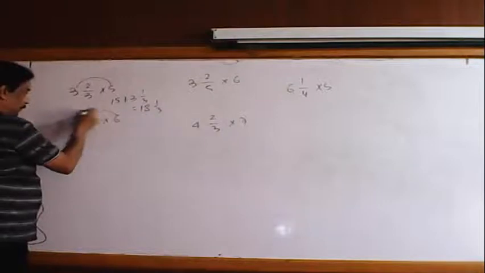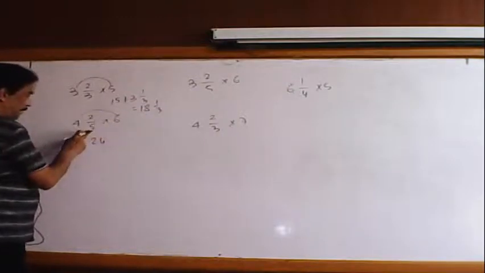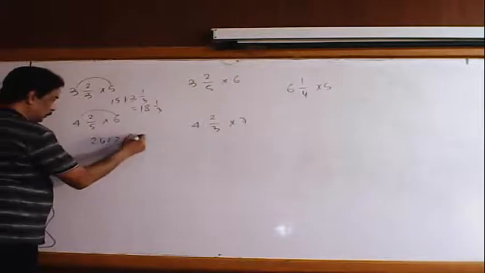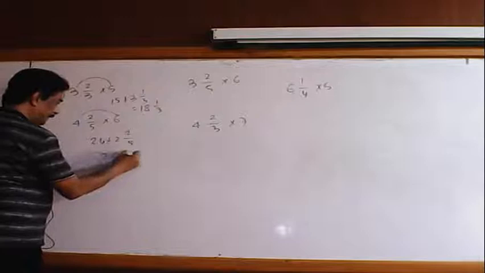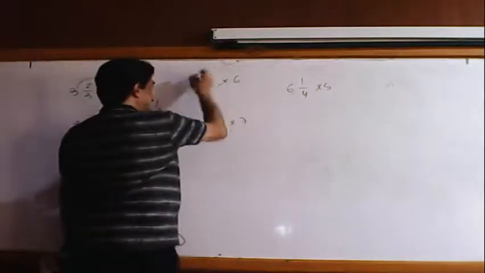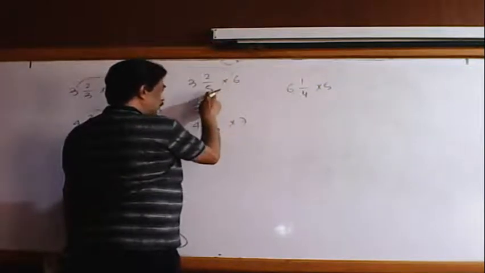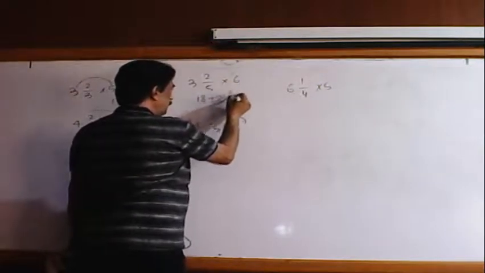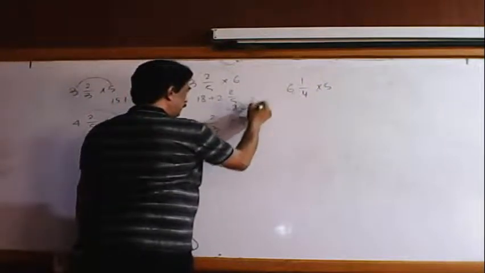Again, 4 6s are 24. Now 12 by 5 goes 2 times, 2 and 2 by 5. So the result is 26 and 2 by 5. Next, 3 6s are 18 plus this 12 by 5, 5 goes 2 times, so 2 and 2 by 5. So the result is 20 and 2 by 5.